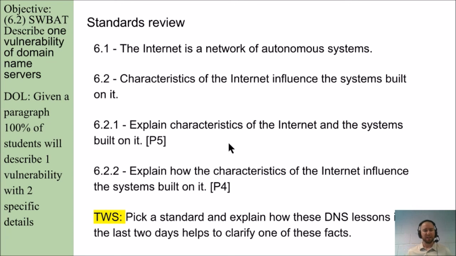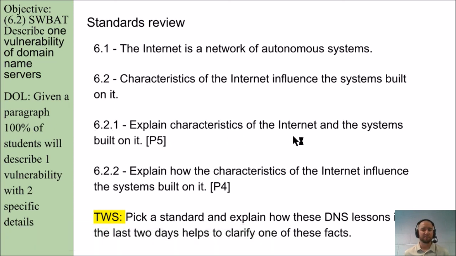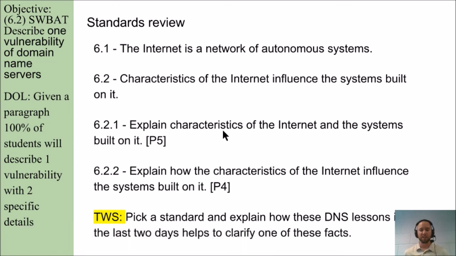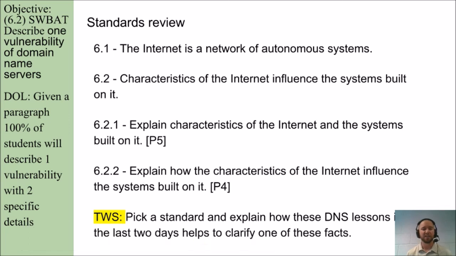Okay, after staring at this a little bit, it does not look like this is a mistake having these 2. The first one says explain characteristics of the internet. So you're going to do that. And then it says explain how the characteristics of the internet influence the systems built on it. So first you have just the explaining what the characteristics are, and then you have the explain how these characteristics are influencing the internet. So you got 4 facts here, 4 things.